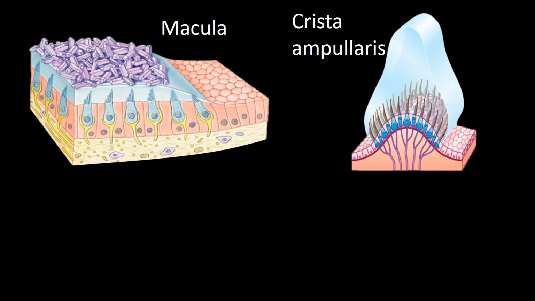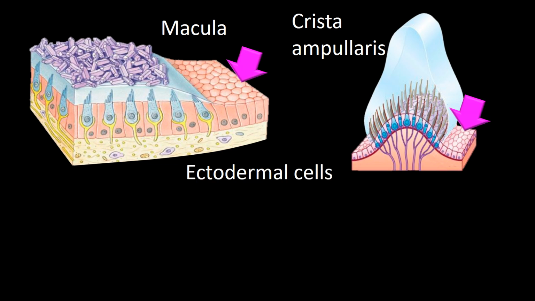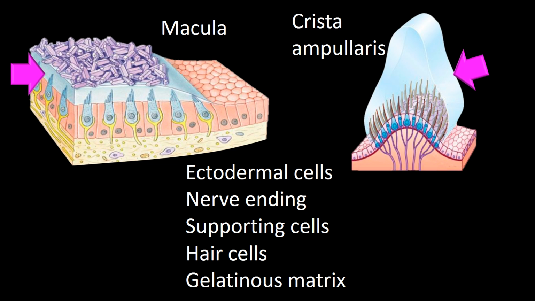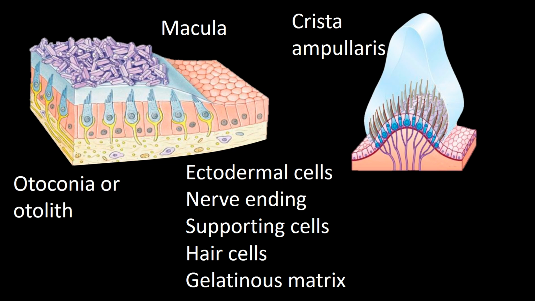I have placed a segment of the macula in a segment of the crista ampularis to highlight the differences and similarities. The similarities are ectodermal cells, nerve endings, supporting cells, hair cells, and gelatinous matrix. The difference has to do with their different shapes, location, and orientation. But probably the most important difference is the presence of otoconia or otoliths in the macula. Otoconia makes the macula responsive to gravity.